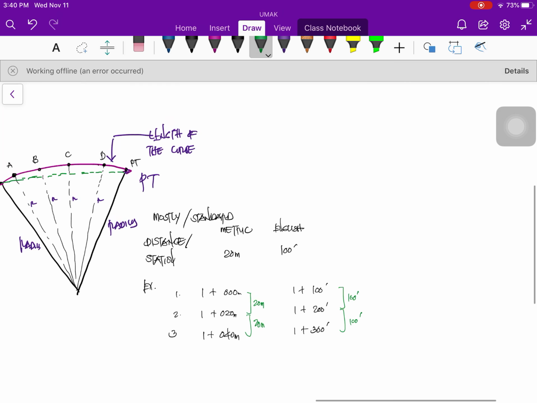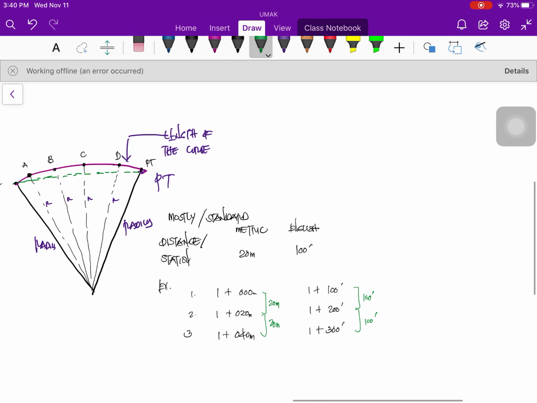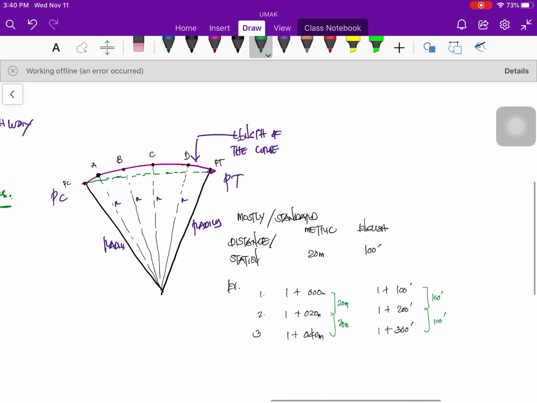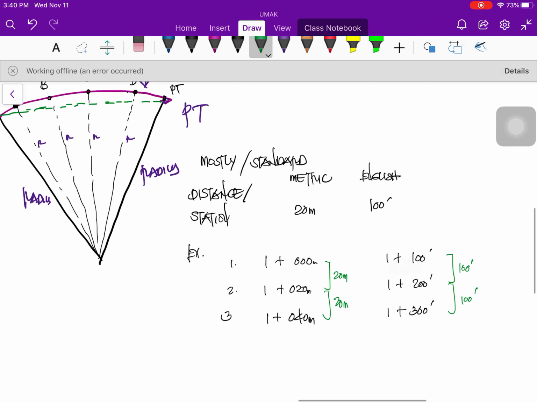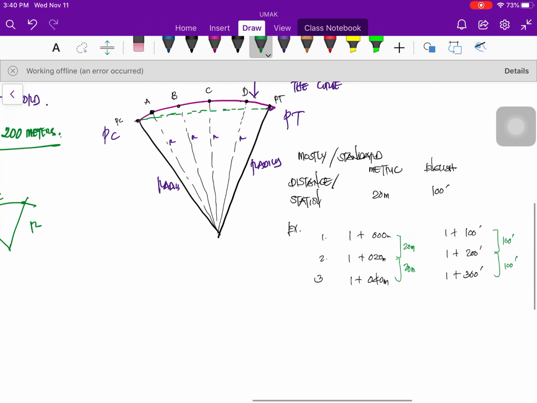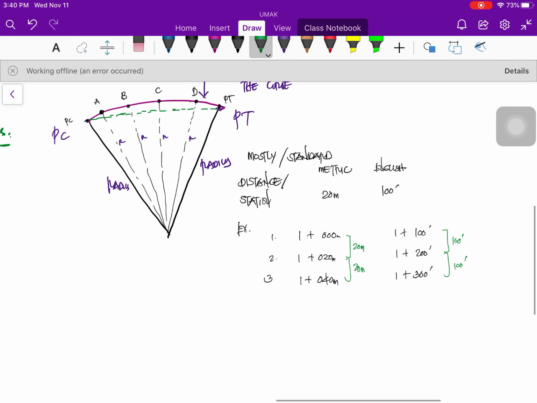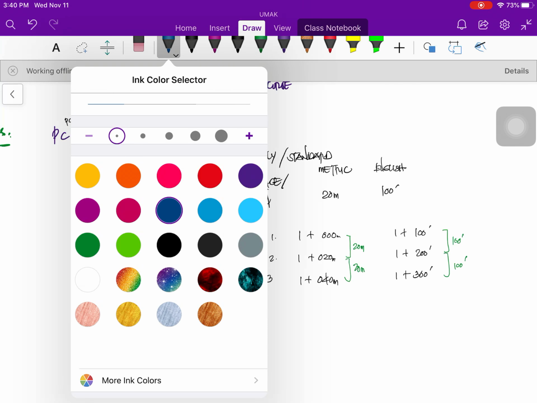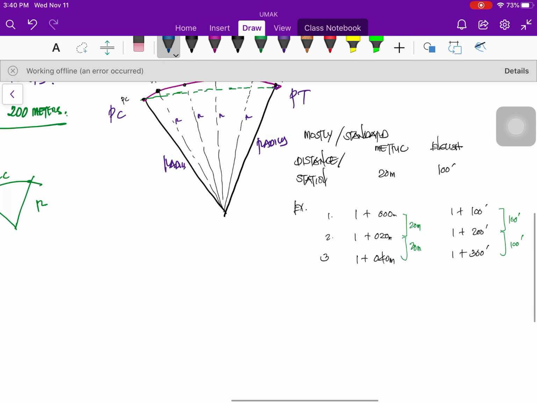So when solving for the radius of a simple curve, the engineers are implementing two types of methods that they are using. One is the chord method and the other is the arc method. So let's check.